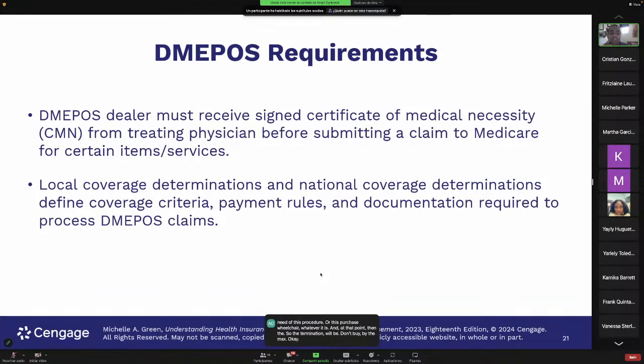They're going to do a few things: check the criteria, check the payment rules, and check the documentation. It is a complicated process. It takes a really good facility that is doing this a lot to get it right. Facilities that are starting and trying to do this usually get a lot of denials. They get discouraged and they don't do it anymore.